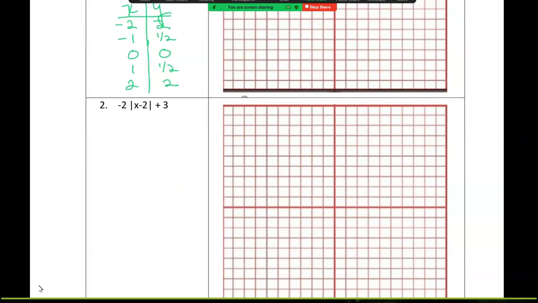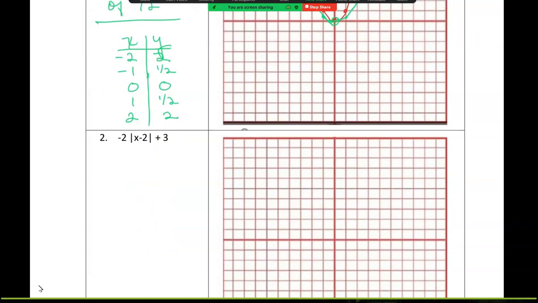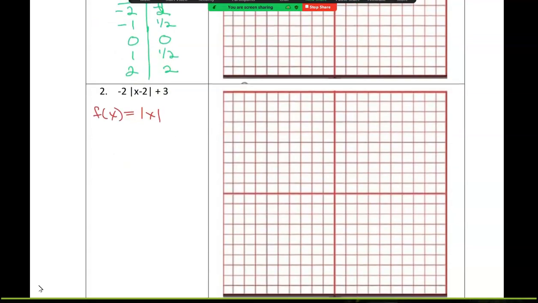The parent function, okay, the parent function is f of x equals absolute value of x. Go ahead and get yourself some nice points for that. And I'm trying to think, did I do anything funny for this? No, I think I'm going to just get the same points. Maybe I'll go bigger, because sometimes it's easier.